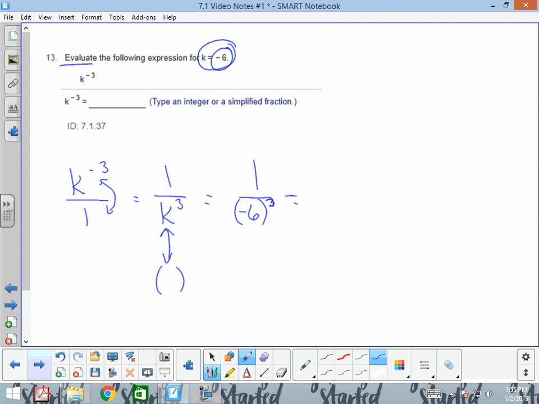So this is a negative exponent. Sorry, not a negative exponent. It's a negative integer with an odd exponent, which means it's going to be a negative answer. So on your calculator, make sure you put your -6 in parentheses, exponent button 3. And so that's 1 over negative, let me double check my answer on this one. I think it's 216. So that's -1 over 216. Make sure the negative is in front of the fraction bar or in front of the 1.